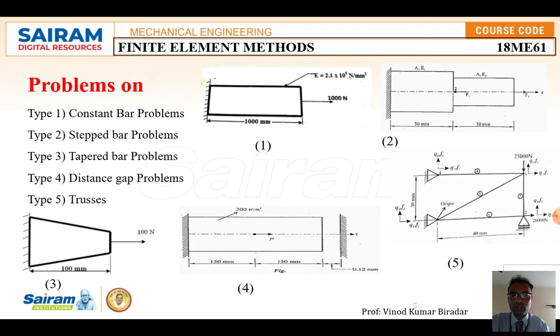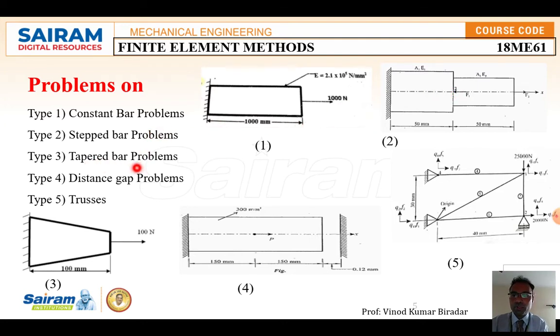Look at the constant bar, I have shown the images here also. Constant bar means the area should be constant. Look, this is a constant bar section. This type of problem we are going to call a type 1 problem, that is, the constant bar problem. We are going to solve it using the elimination method or penalty method. Stepped bar means, this diagram shows the stepped bar problem. Here one element diameter is larger and the other diameter is smaller. This type of problem we call a stepped bar problem.